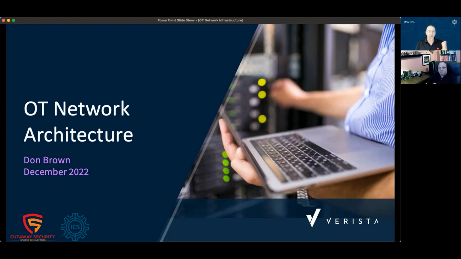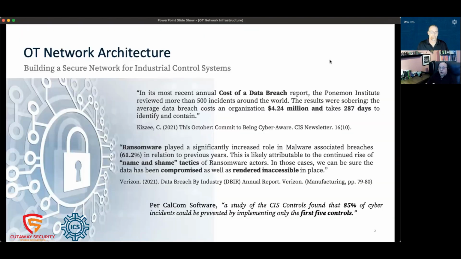Awesome. Yeah. So I'm really looking forward to it, why don't I just let you go at it. So please talk to us about network architecture. I'll go ahead and start off the first slide. Yeah, go right ahead. So when we talk about OT network architecture, we're talking about controlling our risk.